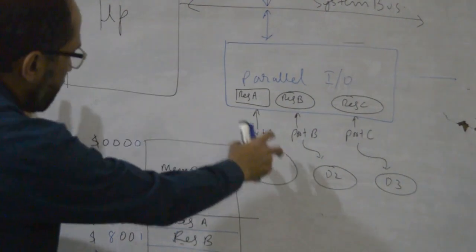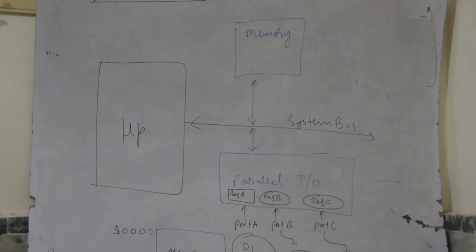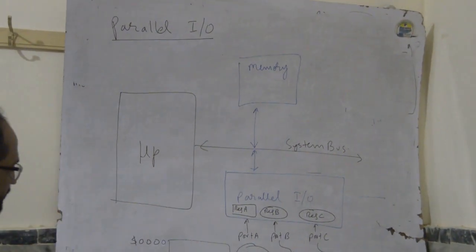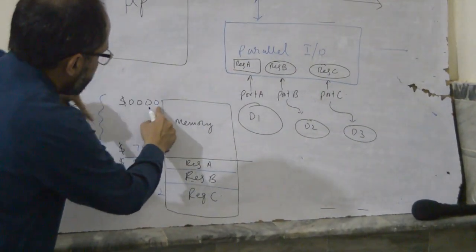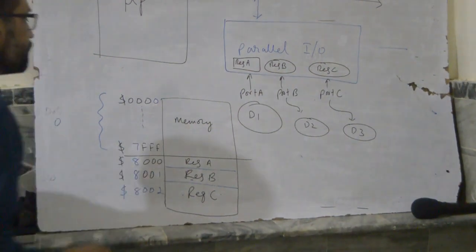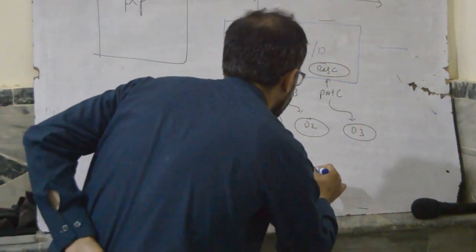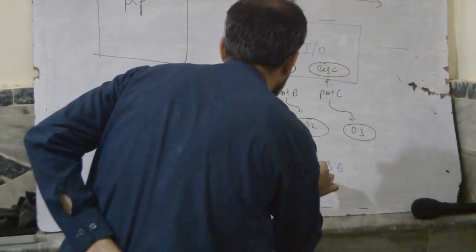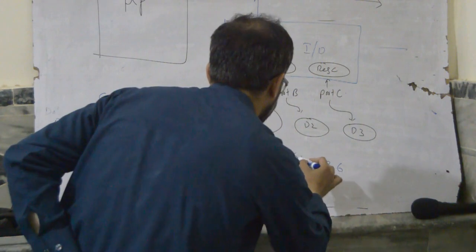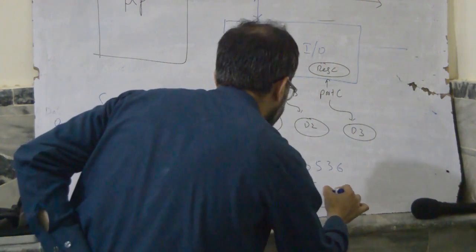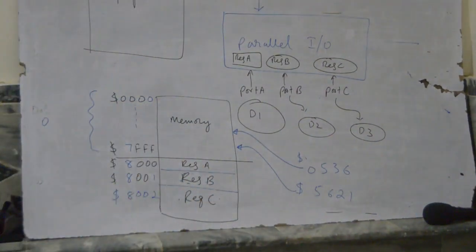So now this is the memory map of this type of architecture. Let's say this is an example memory map. If the address ranges from 0000 to 7FFF, all these values are in hexadecimal, so if the address is 0536, it means that this belongs to memory. If the address is $5621, this also belongs to a memory location.